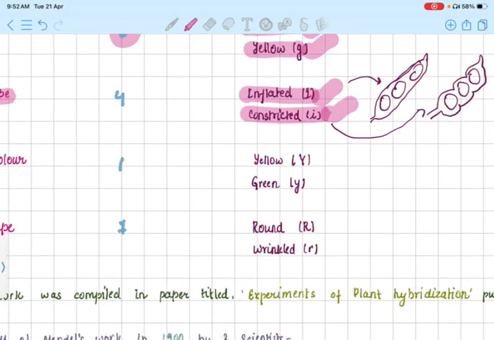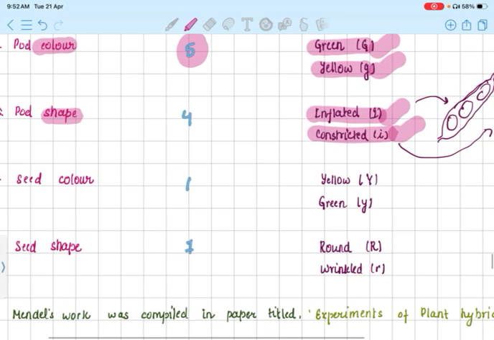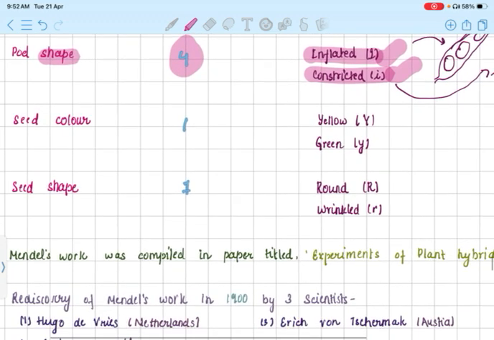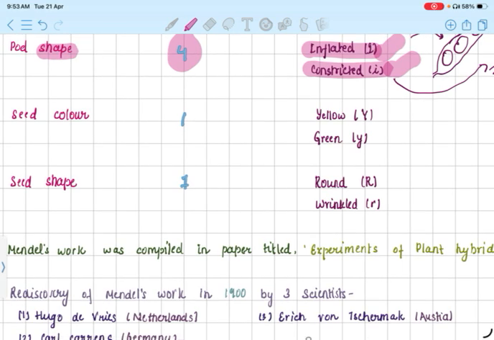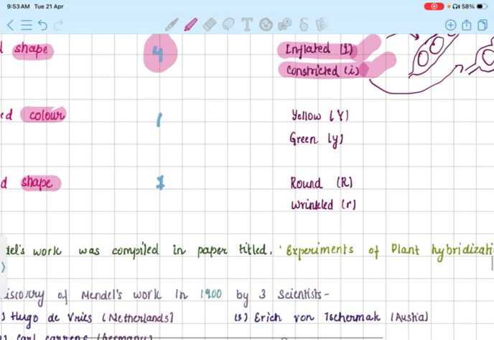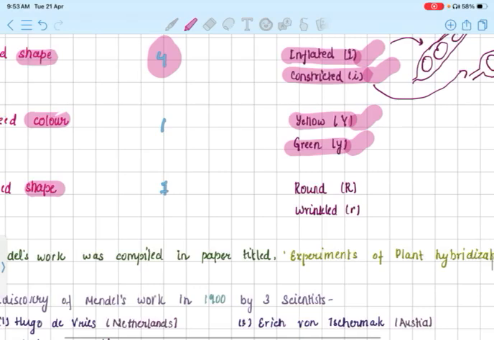And this pod shape gene was present on chromosome number 4. Now he saw the seed, the color and the shape. The seed color was yellow or green. Yellow is dominant and green is recessive. And this character was present on chromosome number 1.